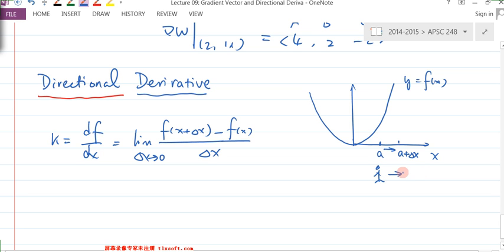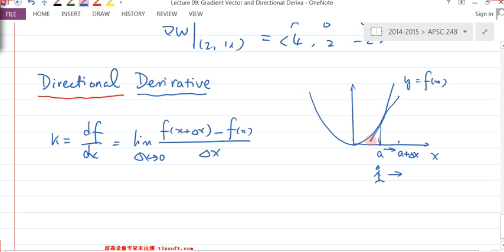When you walk in a direction, there is a change in f from the original value. Then you calculate this, and you get the slope, or the derivative. That makes sense? So for this particular case, this slope is actually a positive value, right?